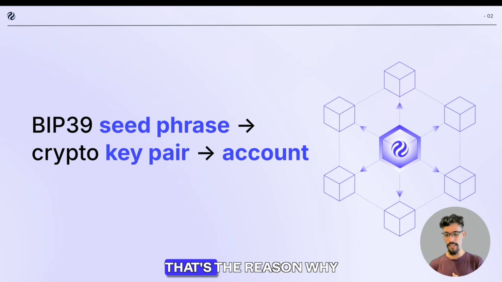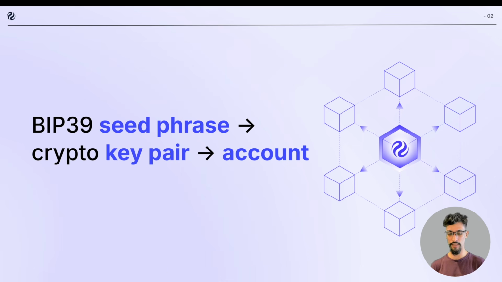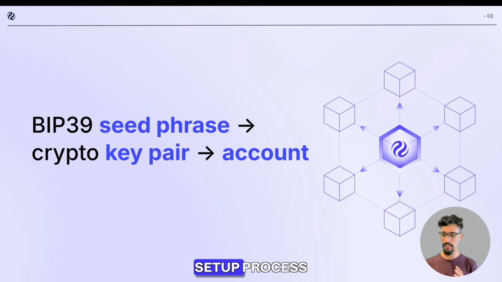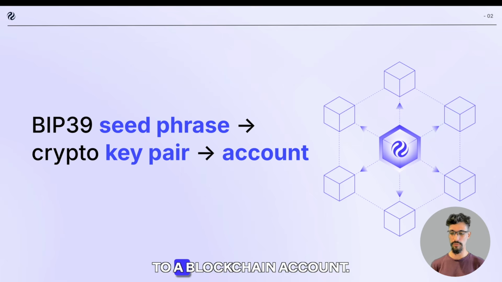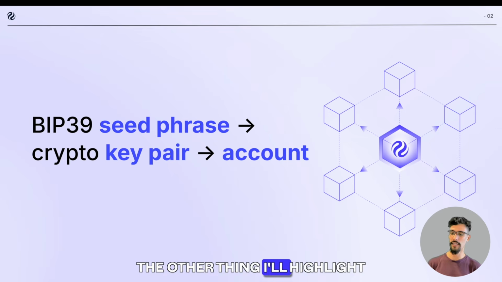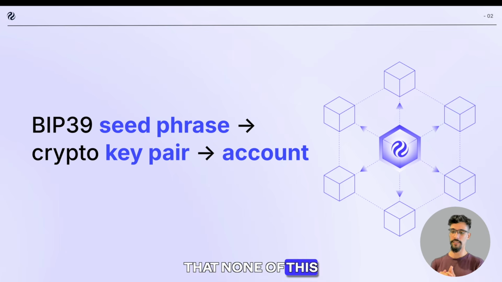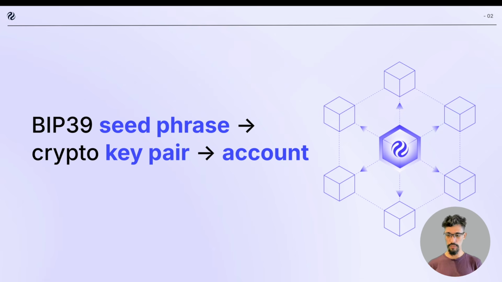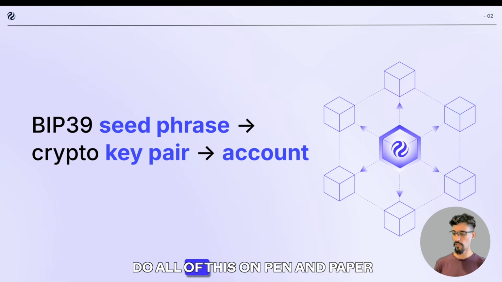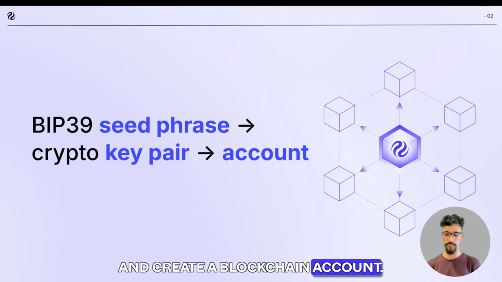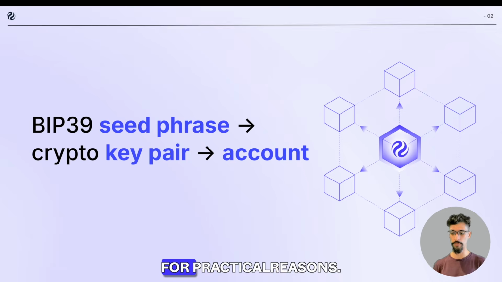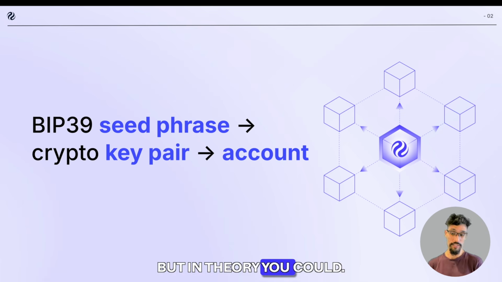So there you go. That's the reason why we have this whole setup process to get to a blockchain account. The other thing I'll highlight about accounts on blockchains is that you'll notice that none of this actually needed a third party, right? You don't need to go to somebody's website. You don't need to get permission from anybody. It is permissionless. You could, in theory, do all of this on pen and paper and create your own blockchain account.